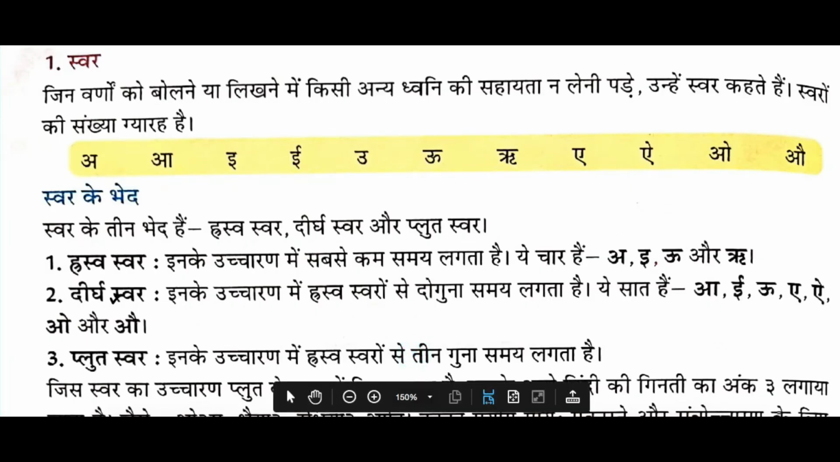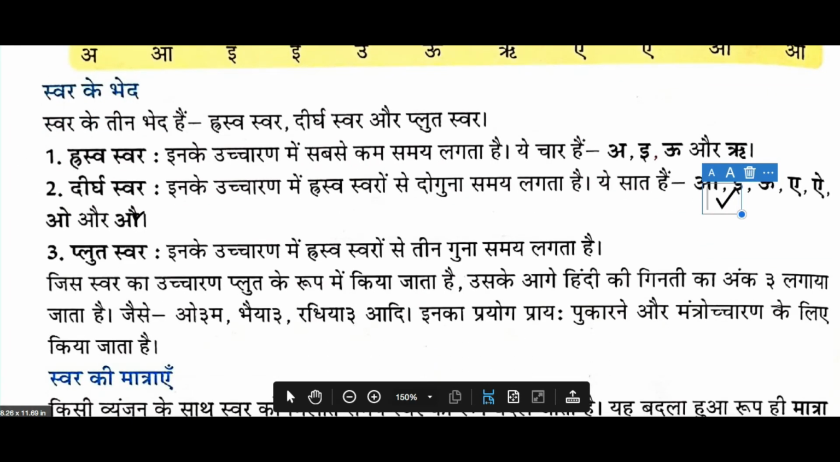Now dirgh itself means long. So what is the definition of दीर्घ स्वर? इनके उच्चारण में ह्रस्व स्वर से दुगना समय लगता है. दुगना समय means double time. It takes double time for pronunciation. ये 7 हैं. ह्रस्व स्वर 4 है and दीर्घ स्वर 7 है: आ, ई, ऊ, ए, ऐ, ओ, औ. So these are दीर्घ स्वर.